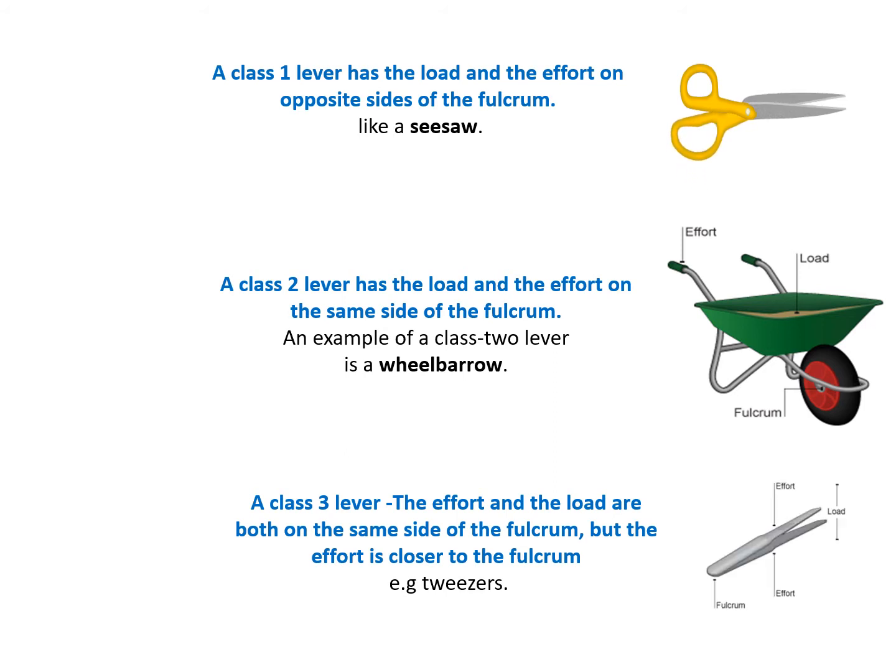A class 3 lever has the effort and the load both on the same side as the fulcrum, but the effort is closer to the fulcrum. For example, the tweezers.